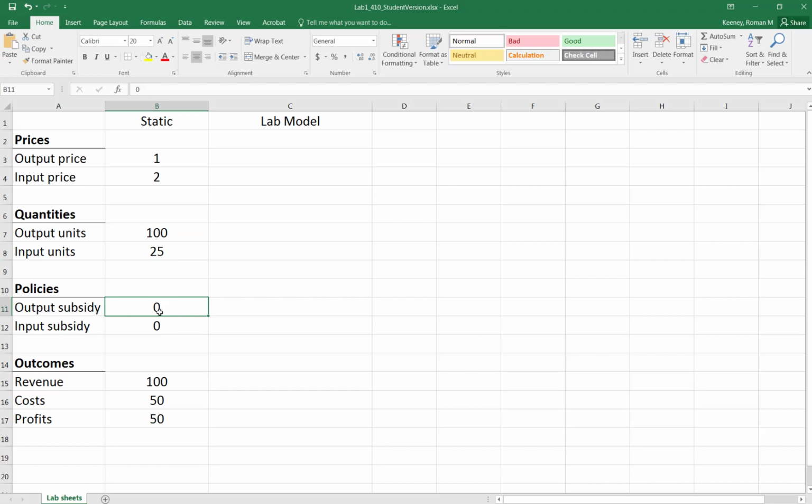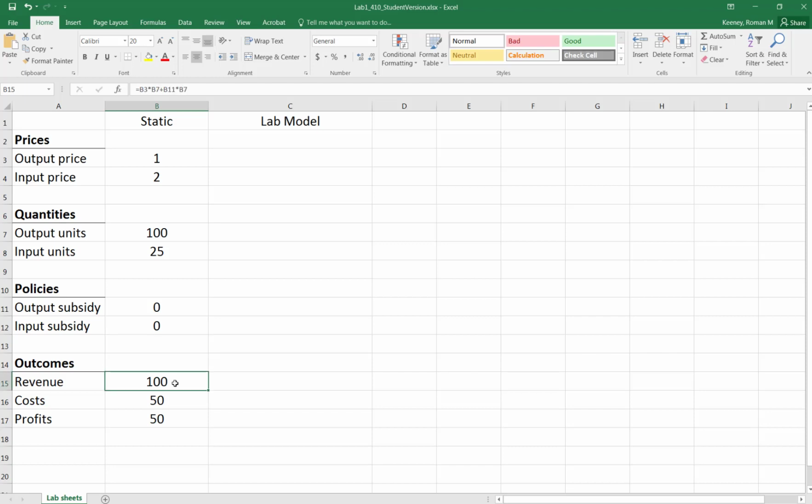But for now, let's just take 25 units of input, 100 units of output. Now we have two cells here in the policy section, so we're going to have an output subsidy and an input subsidy. And those are just zeros now. Those will also be set away from the producer. These are going to be the rates of subsidy. So the producer doesn't get to pick their subsidy rate, but the government sets those, and then they choose their production based on not just the market price they expect, but also what they think the subsidy that's been announced for them will be. And then finally we have our outcomes, and these are the things we want to track.